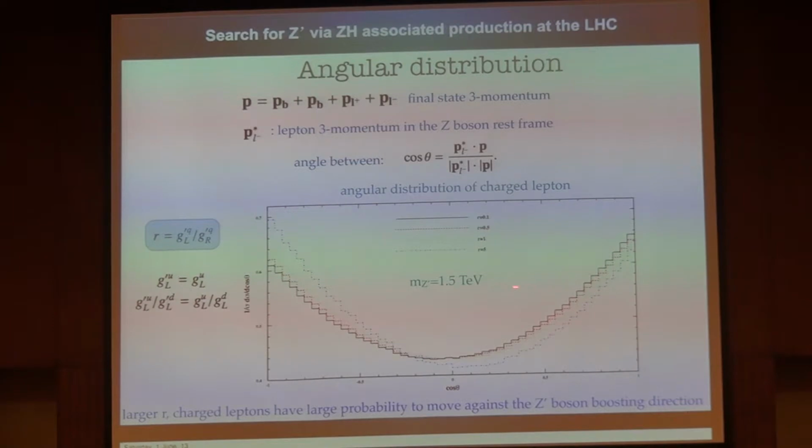And in this figure, R is increasing from 0.1, 0.5, to 1.5, with Z prime mass fixed at 1.5 TeV. We can see that with larger R, charged leptons have a higher possibility to move against the Z prime boson direction.